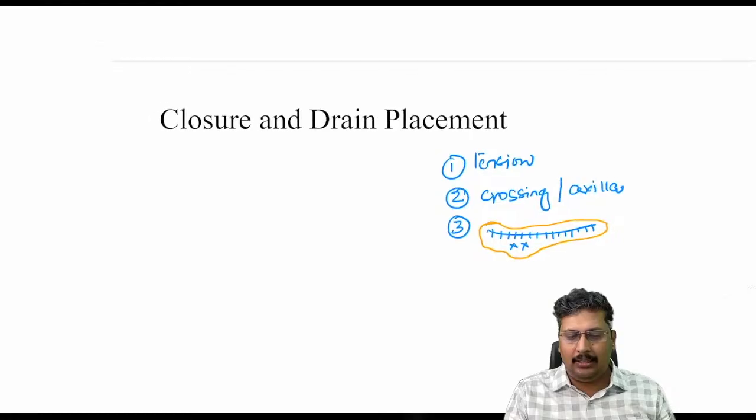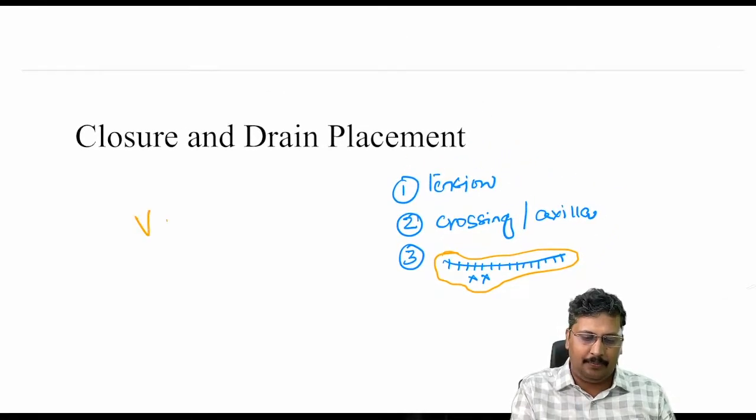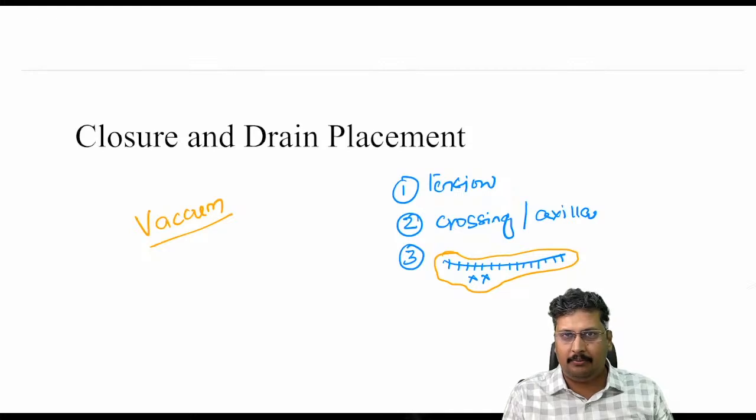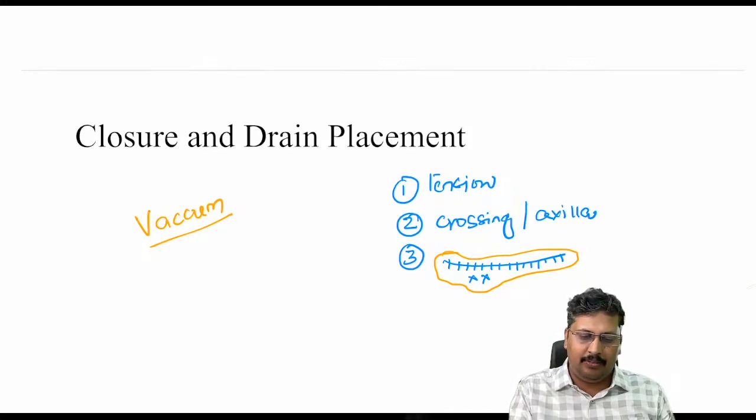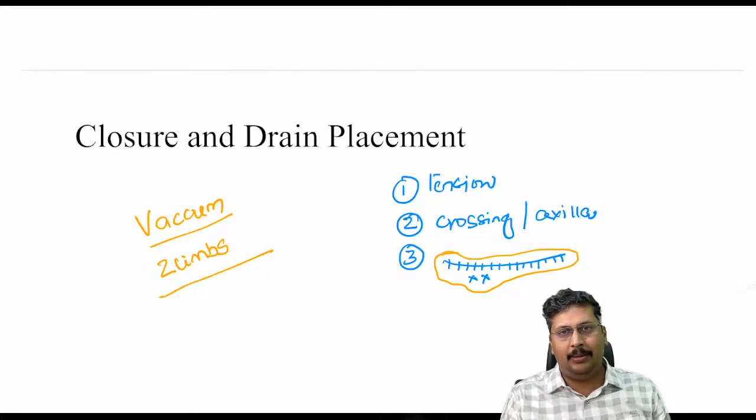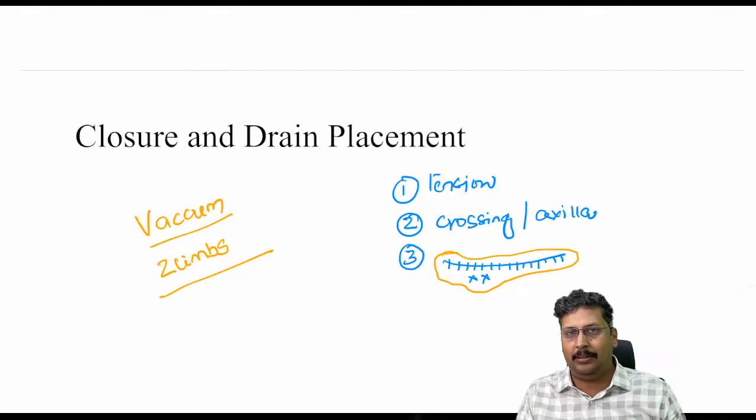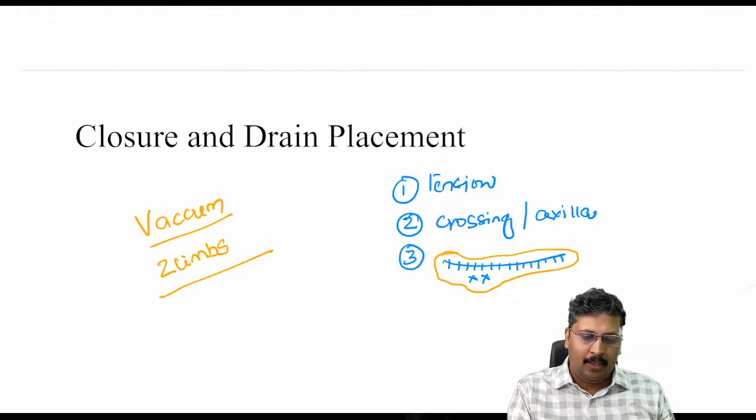So what is the drain that we use? We use a vacuum drain, which is usually called a Romovac drain. And second, usually we will use a drain with two limbs. One limb is kept below the mastectomy flap, the other limb is kept in the axilla, and the suction is applied. And when will you remove the drain?